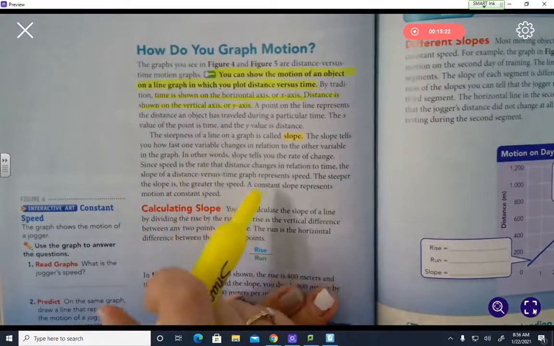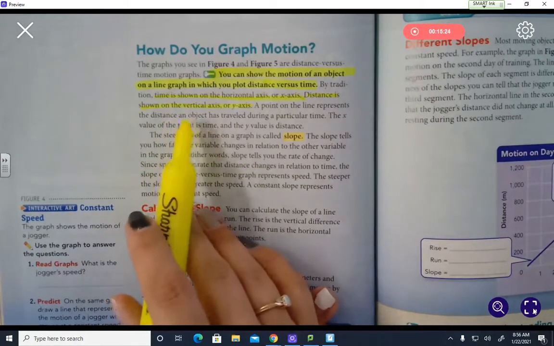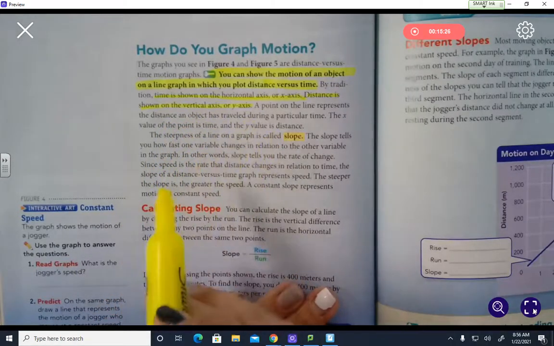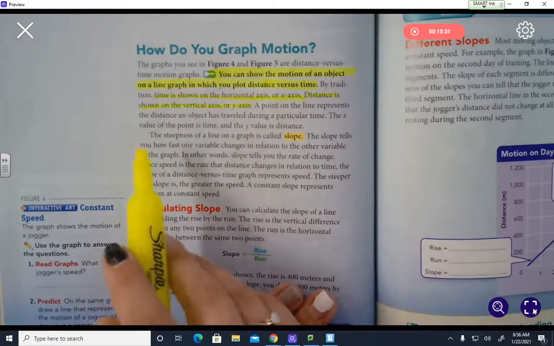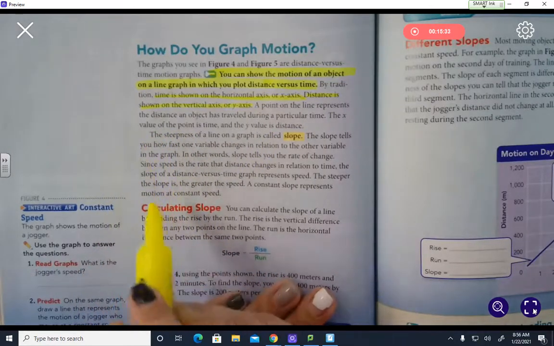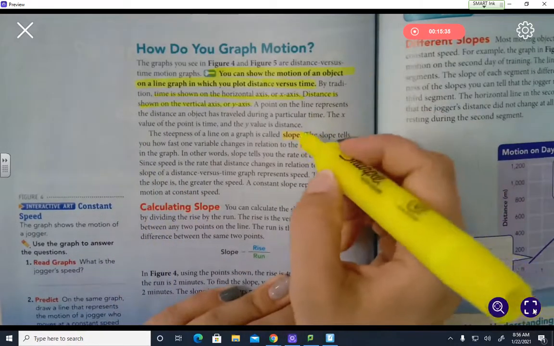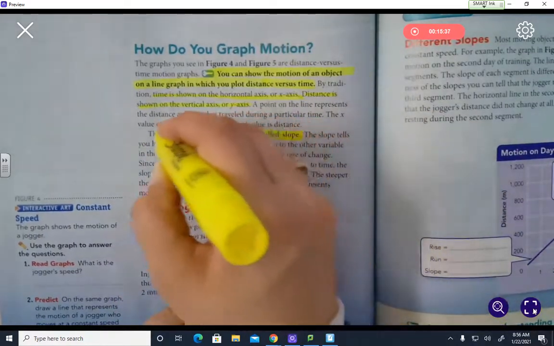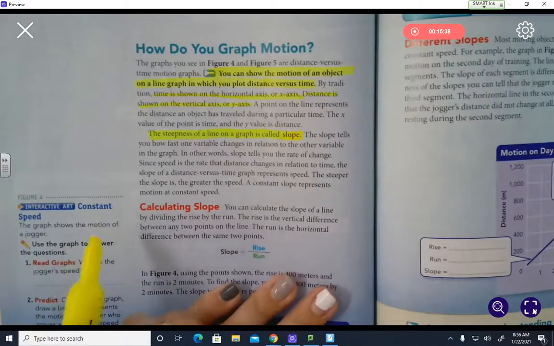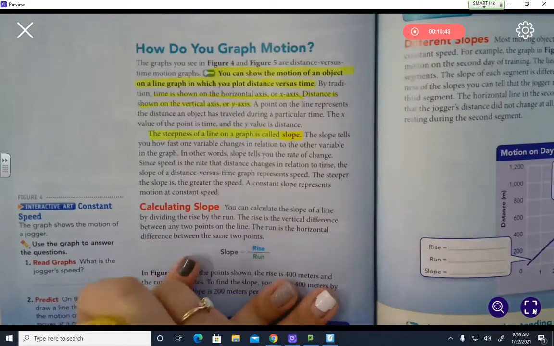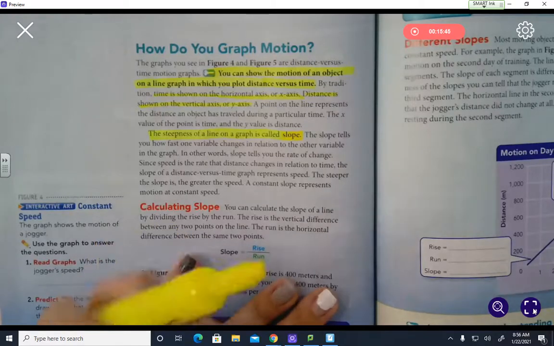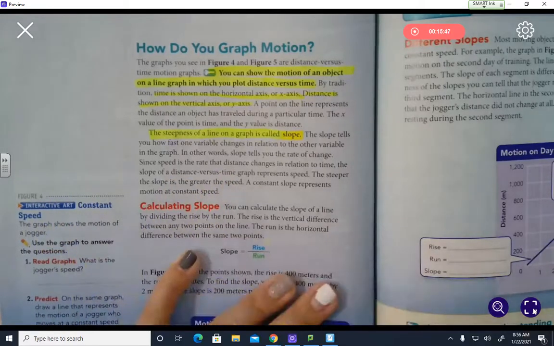A point on the line represents the distance an object traveled during a particular time. The x value of the point is time. The y value is distance. The steepness of the line graph is called the slope. Go ahead and highlight that. The slope tells how fast one variable changes in relation to the other variable in the graph. In other words, slope tells you the rate of change.